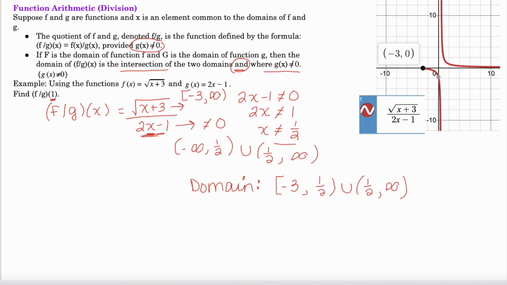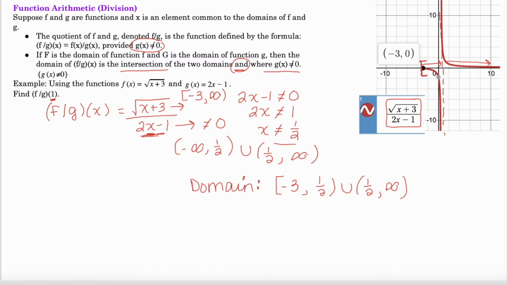I graphed it exactly as I have listed on the left. I see that x equals positive half here is an asymptote that I'm jumping over. I see that my graph is starting as far left as negative 3, which is included. And I am starting at negative 3, going all the way to positive half, jumping over half, and then continuing on to positive infinity.